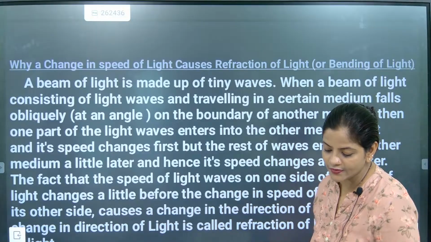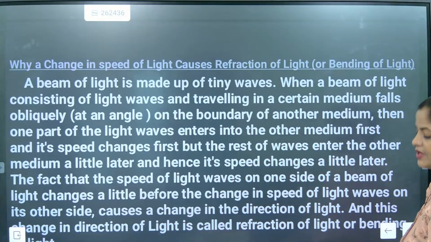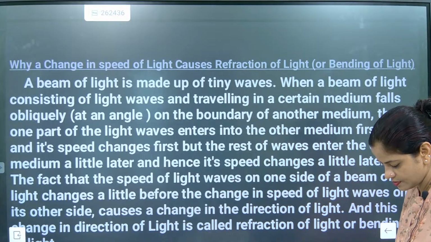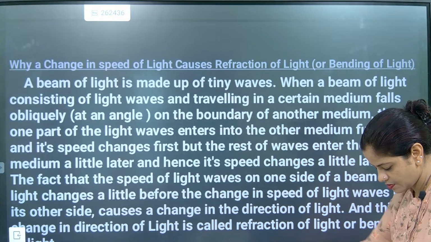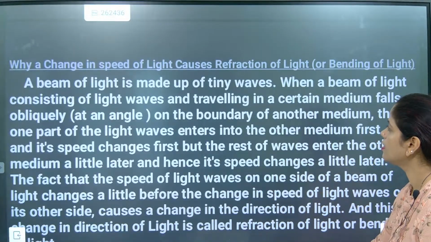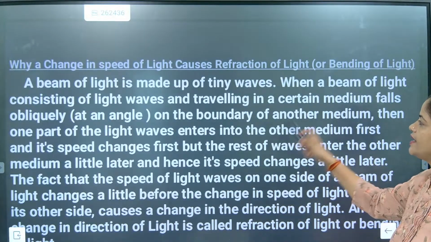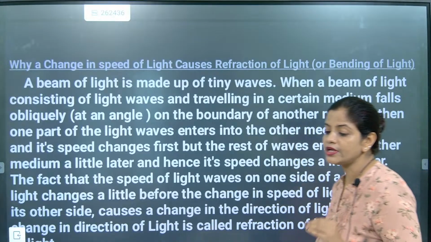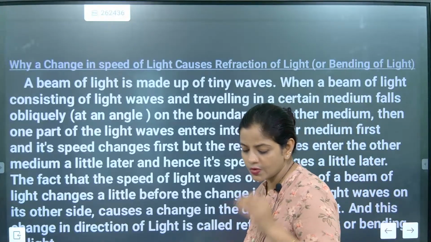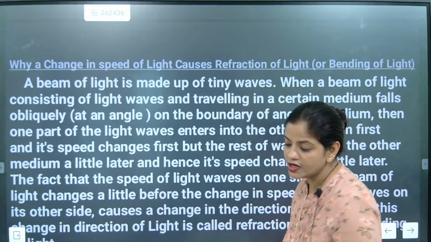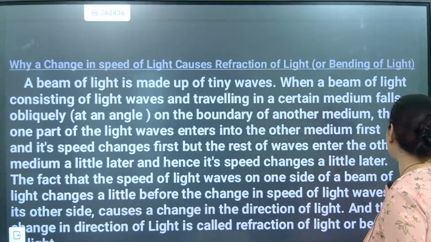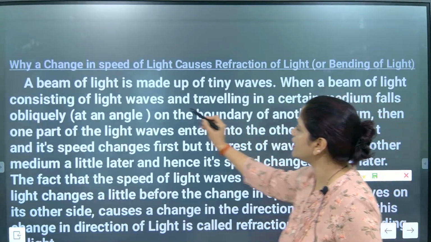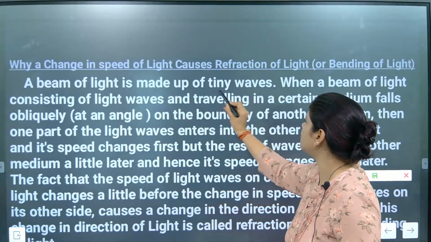So what answer are we going to say? A beam of light is made up of tiny waves. Whatever questions are there, the answers come back to back. Now the first point, beta, we are going to decode it and understand it one by one. What they are telling is, a beam of light is made up of tiny waves.